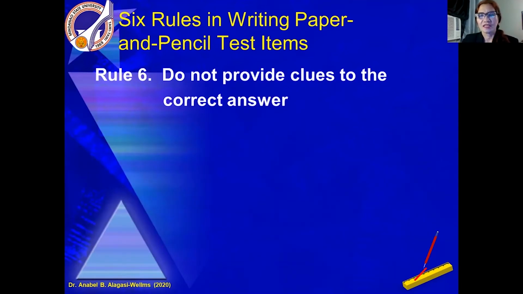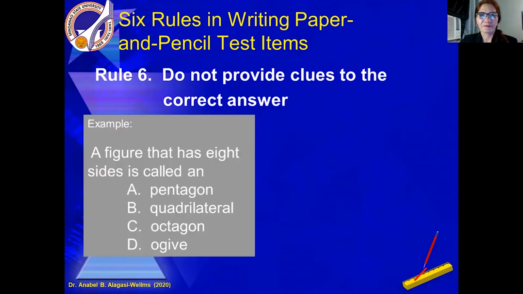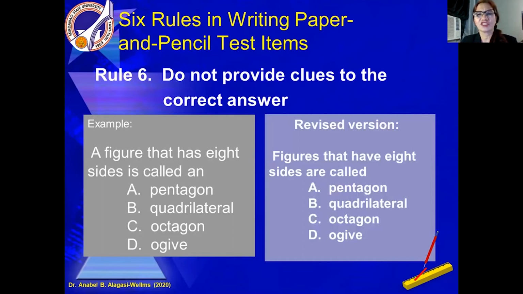Rule number 6, do not provide clues to the correct answer. For example, a figure that has 8 sides is called an pentagon, quadrilateral, octagon, ogive. The revised version is that figures that have 8 sides are called pentagon, quadrilateral, octagon, or ogive. What's the clue there? The clue is on the article an.